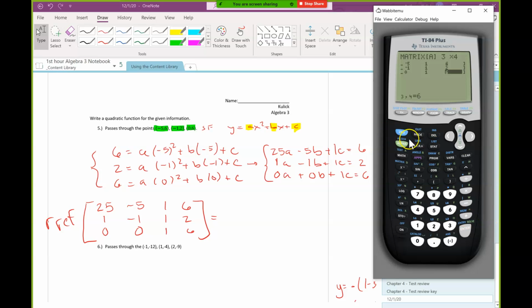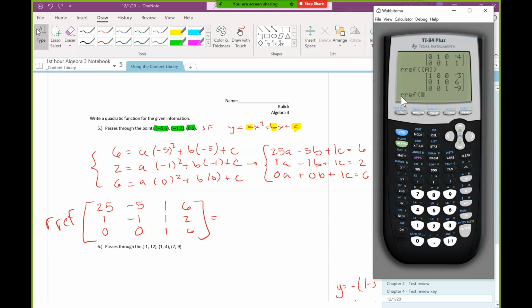So now that I've done that, I'm going to exit out of here by pressing second and then the mode button. And now I need to retrieve that command rref. So to get that command, I need to go back to the matrix menu. So I'm going to press second and the x to the negative 1 button. And this time I'm going to move over to the Math tab. And from the Math tab, I'm going to scroll down until I see the rref command. Make sure you pick the rref command and not the ref command. There is a difference. You need the one with 2 R's. Once you've located it, go ahead and press enter, and that'll paste it to the main screen.